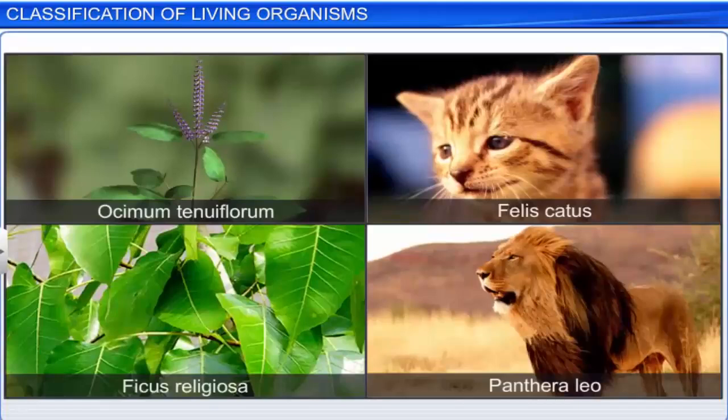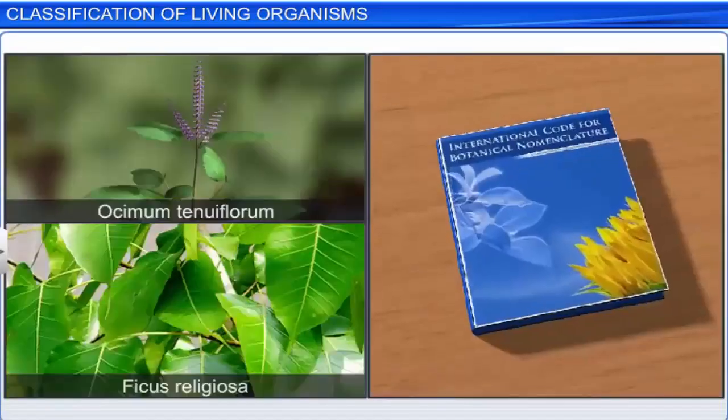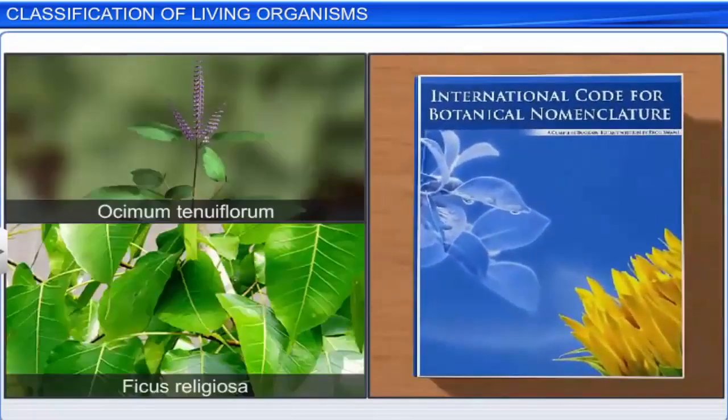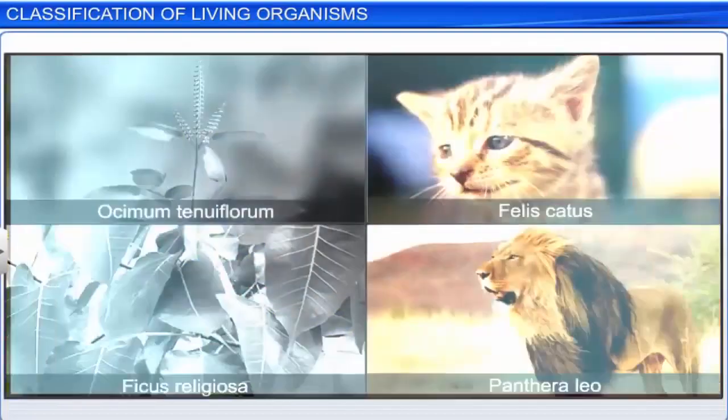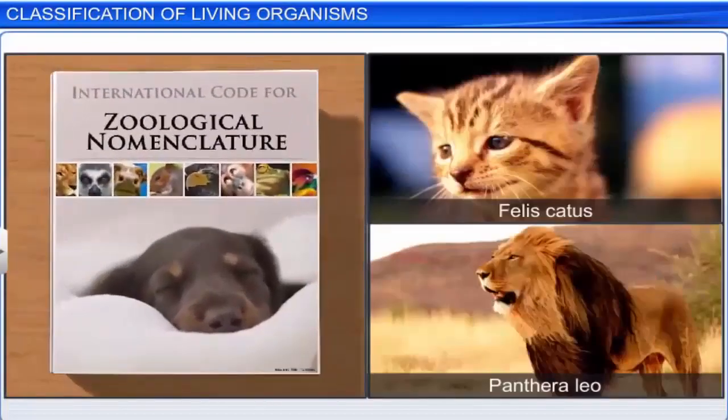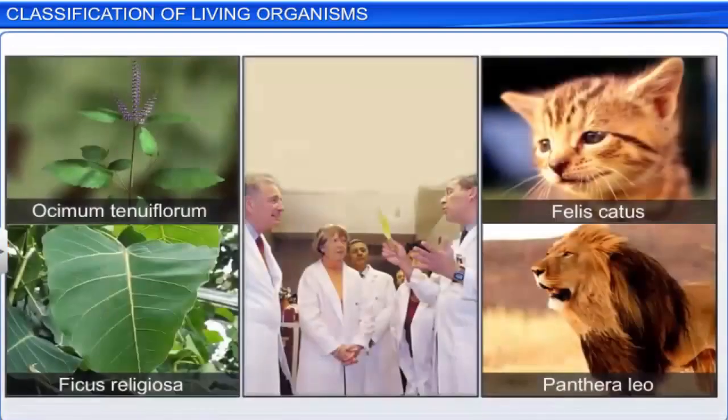The scientific names for plants are based on the principles and criteria given in the International Code for Botanical Nomenclature, or ICBN, and for animals in the International Code for Zoological Nomenclature, or ICZN. The procedures to assign a scientific name to an organism have been agreed upon by scientists and biologists all over the world. Scientific names help avoid ambiguity as each organism has just one name.